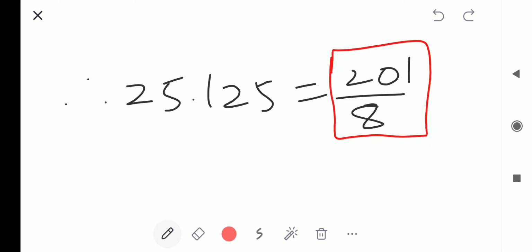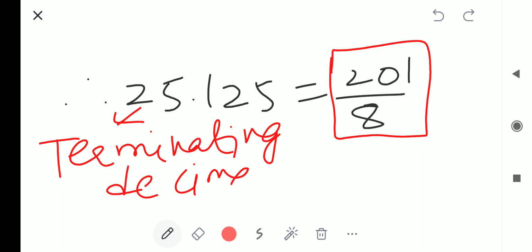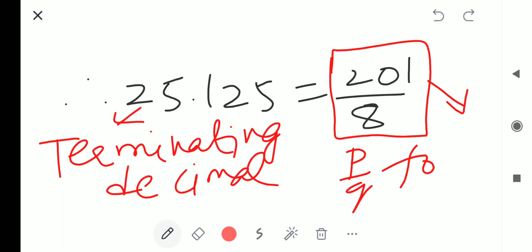In its simplest form, this is the terminating decimal, and this is the P by Q form. That's all that is being asked here. Today's topic is how to express a terminating decimal in P by Q form, and this is the answer.